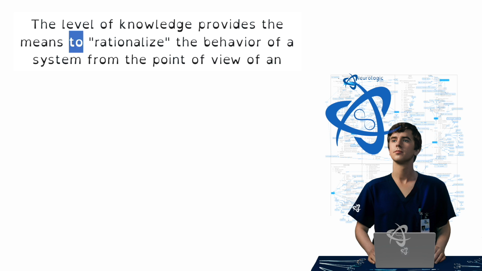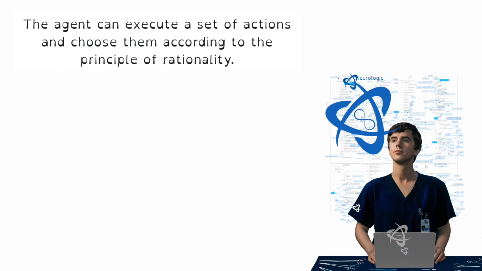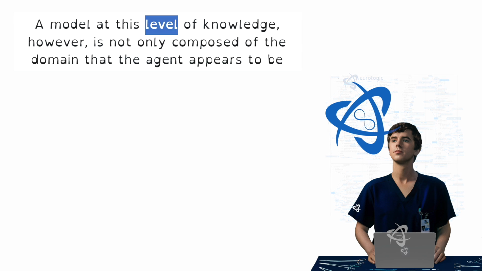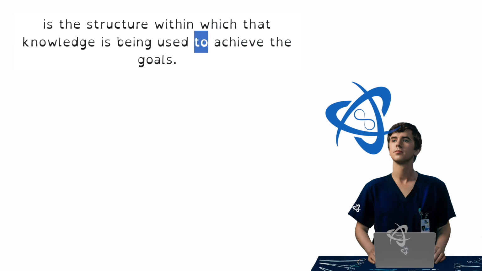The level of knowledge provides the means to rationalize the behavior of a system from the point of view of an external observer. Formalization is established through an agent who has the intelligence to complete its objectives. The agent can execute a set of actions and choose them according to the principle of rationality. A model at this level of knowledge, however, is not only composed of the domain that the agent appears to be using but, more importantly, is the structure within which that knowledge is being used to achieve the goals.